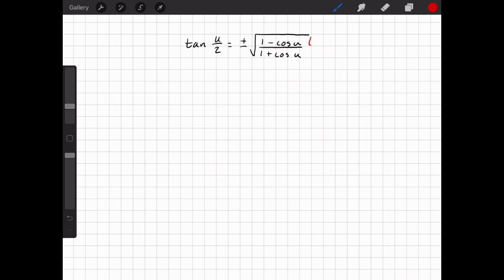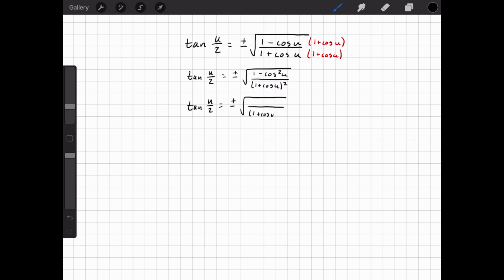For the third identity, we do the same except multiply by the conjugate of the numerator, which flips the expression we get. Once we replace 1 minus cosine squared of u with sine squared of u, the process becomes the same. The squares and the square roots cancel each other out once again, and this will allow us to drop the plus or minus sign like we did in the previous example.